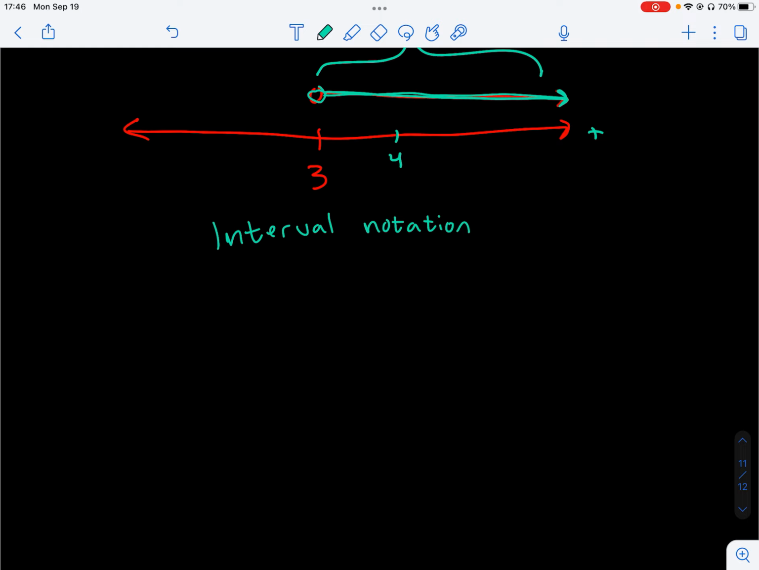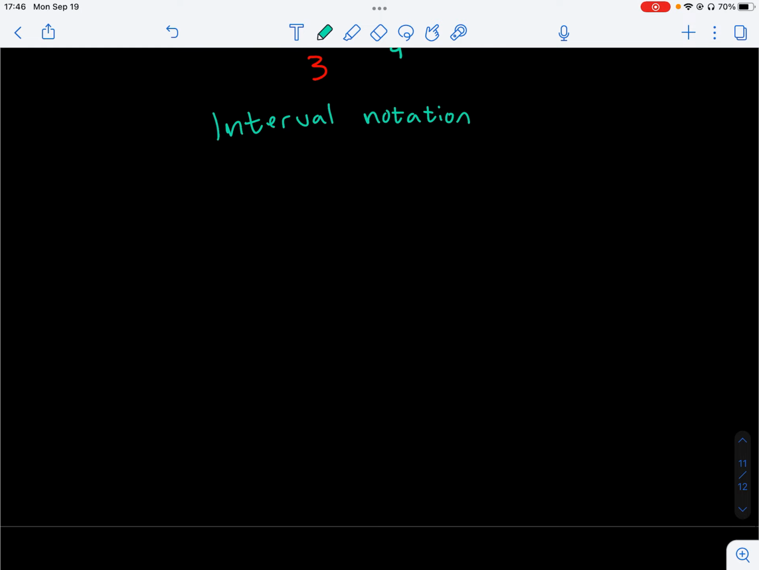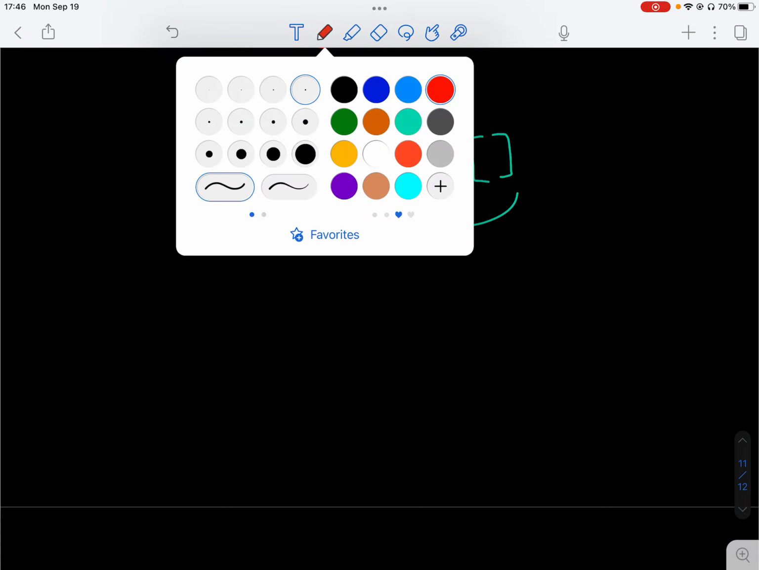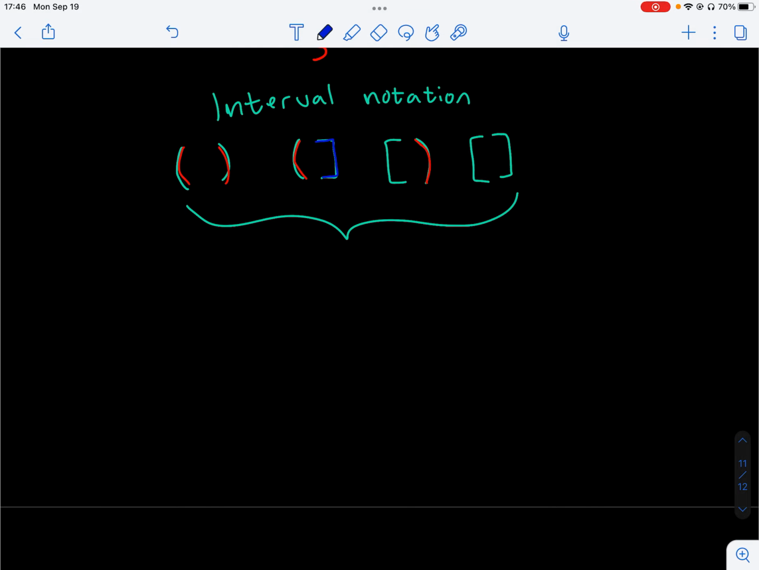Now, interval notation works like this. On the ends of your interval, you're going to have one of the 4 choices that I've written out here. Notice the curviness of the parentheses, what I've highlighted in red, and note the rigidness of the square brackets that I'm highlighting in blue. And notice how we have a pairing of either 2 parentheses, 2 brackets, or 1 of either.